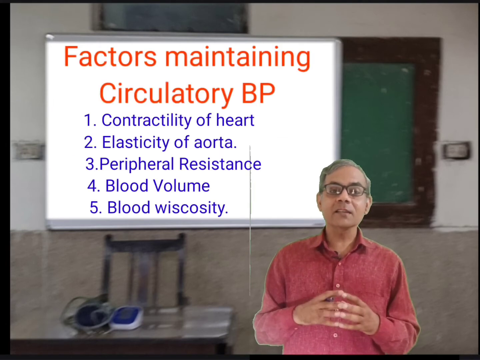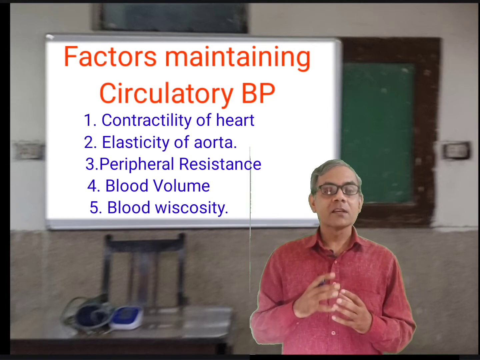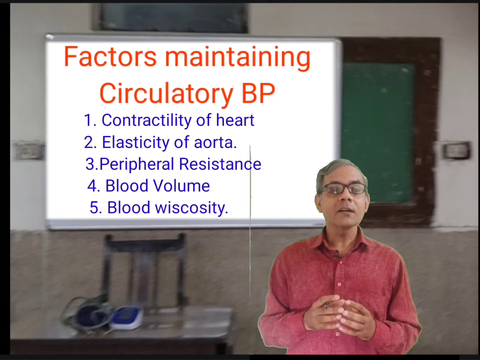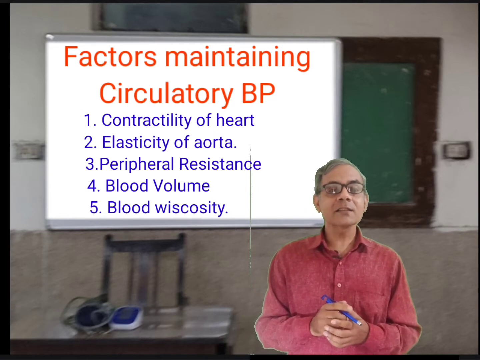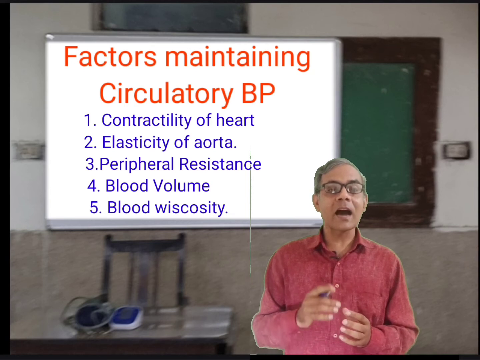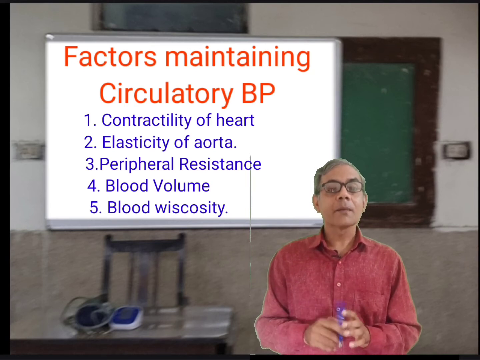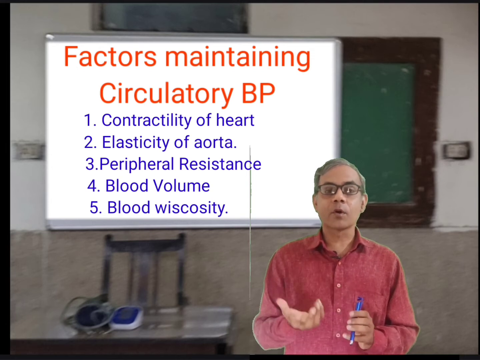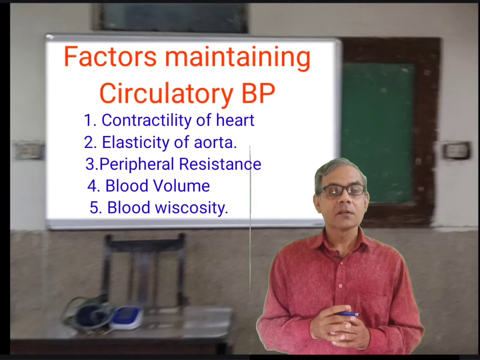Now we discuss the factors that maintain circulatory blood pressure. These are five. Number 1, contractility of heart. Number 2, elasticity of aorta and large arteries. Number 3, peripheral resistance. Number 4, circulatory volume. And number 5, viscosity of blood.